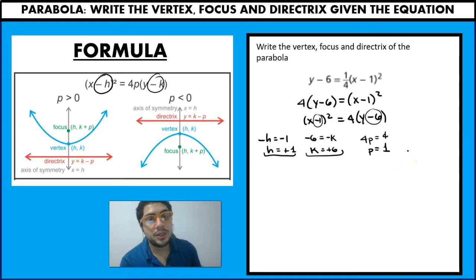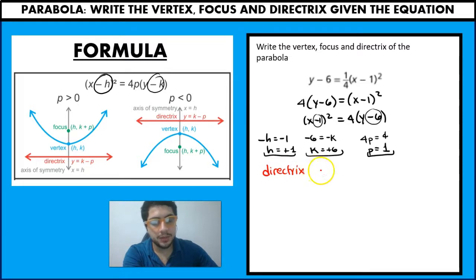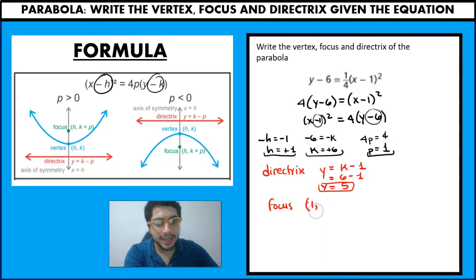Now, we have to be very, very careful about that, right? Because the formula doesn't actually tell us if the parabola is going to be opening downwards or if it's going to be opening upwards. Now, in order to know that, what we're going to do is that we're going to substitute. So we know that our directrix, right, is going to be y equals k minus p. So it's going to be 6 minus 1, which is going to be 5. So y equals 5. And we know that our focus is going to be h, comma, k plus p. So in this case, we're going to have k, right, plus p. So we're going to have that our focus F is going to be on 1, comma, 7.